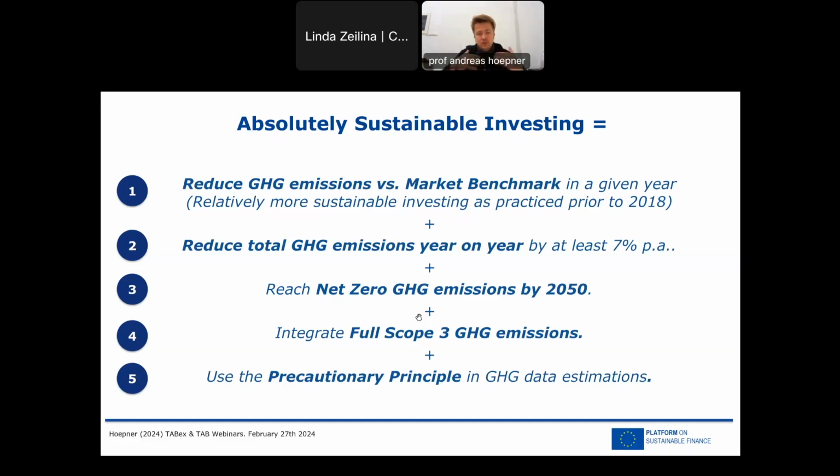And also a clear focus on the precautionary principle in greenhouse gas data estimation. Inevitably, some companies do not report greenhouse gases, or they only report incomplete greenhouse gases.